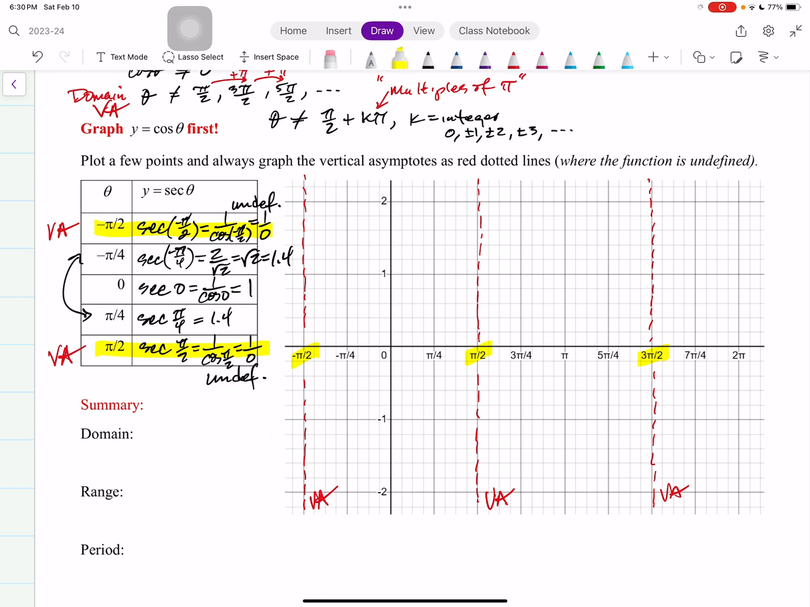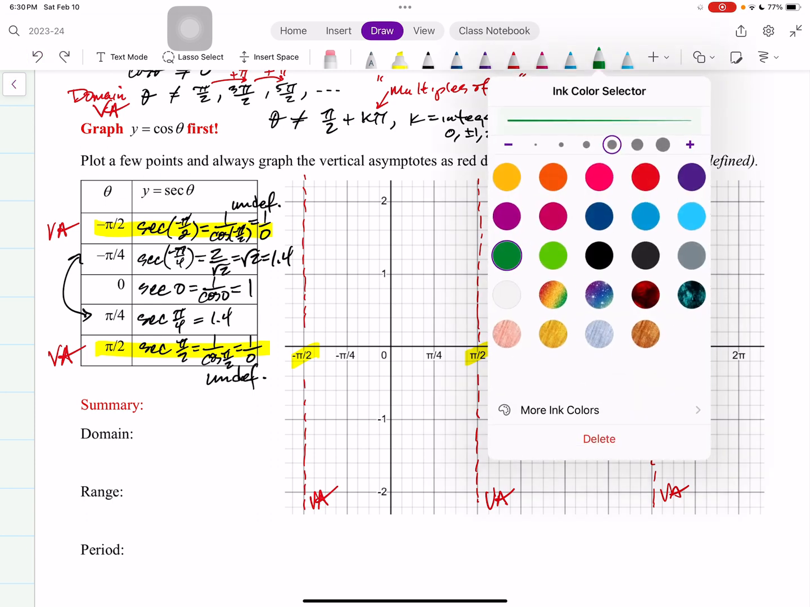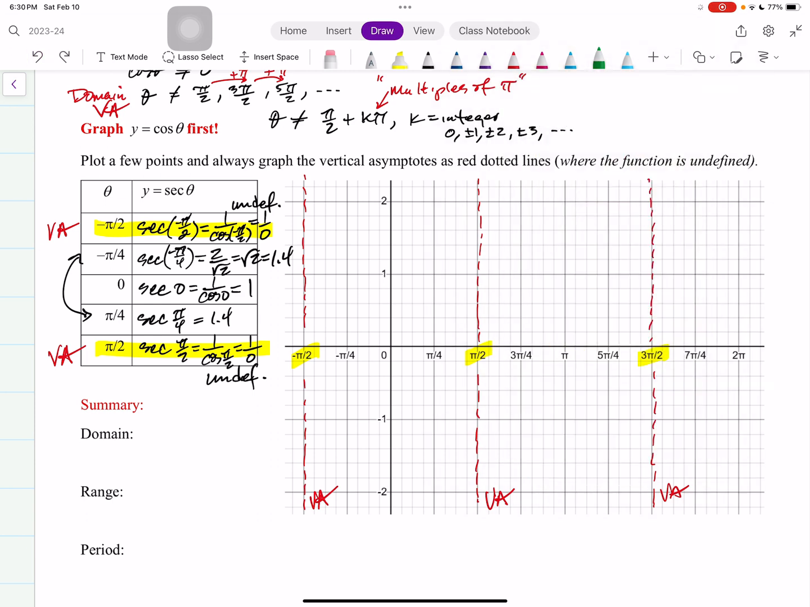Now it says up here, graph cosine first. So I'm going to do that in a different color. I'm going to do that in green. Let me change something here. So I'm going to graph cosine in green here first. I'm going to stop and do that first. Watch what happens.